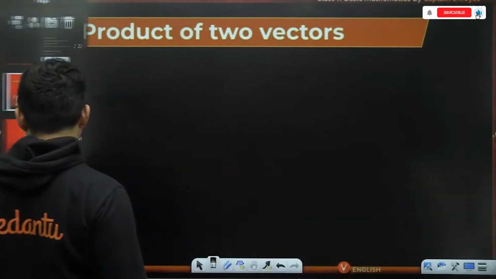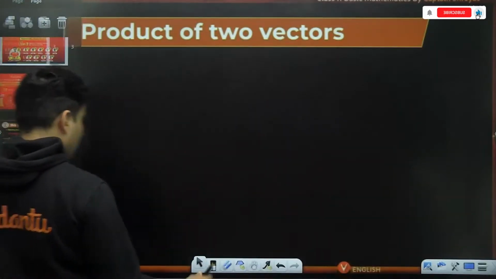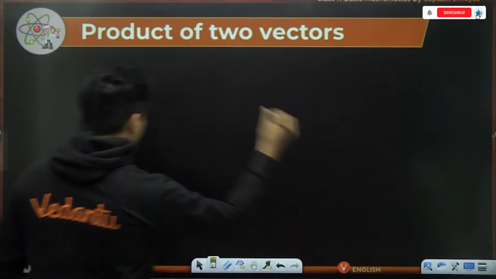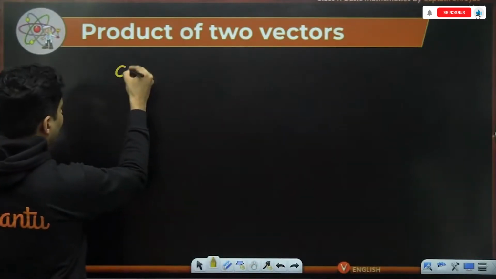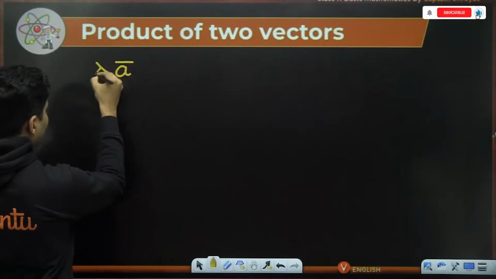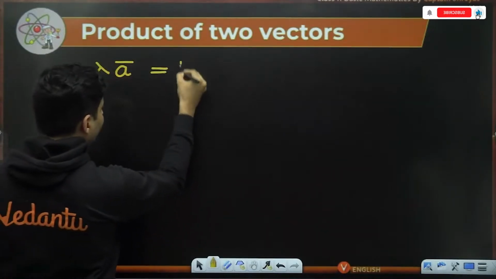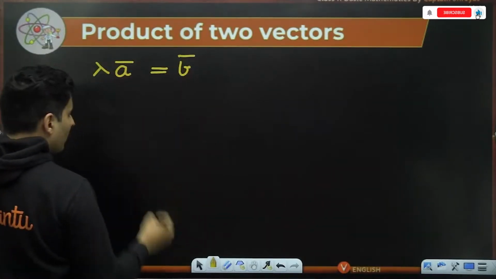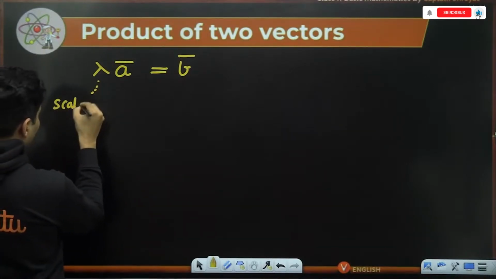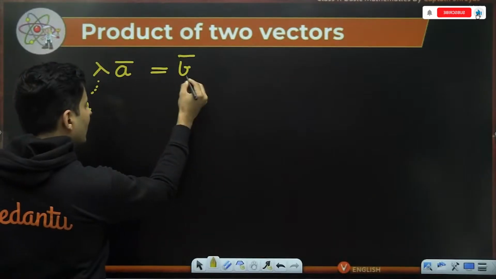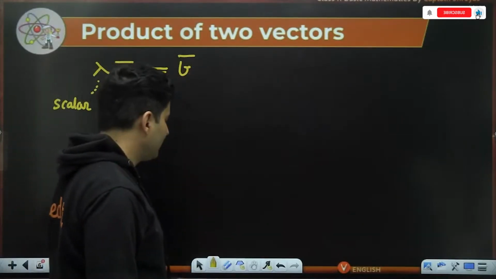Say for example, my dear students, I take a vector A, and I multiply it with a scalar like lambda. The outcome will be a vector quantity. What is lambda? Lambda is just a number, like a scalar number. You can see I will get a new vector. What does this mean?